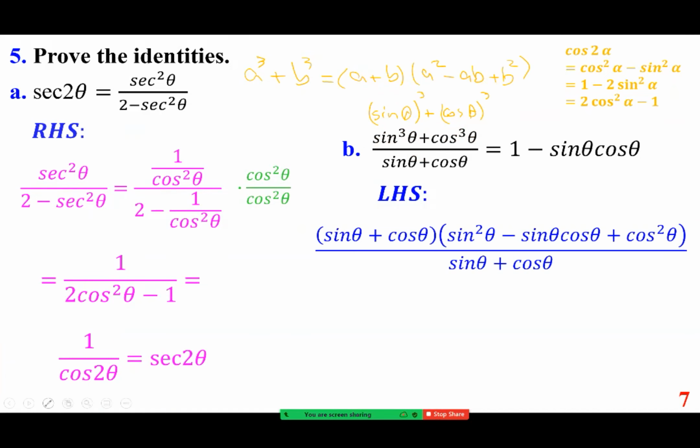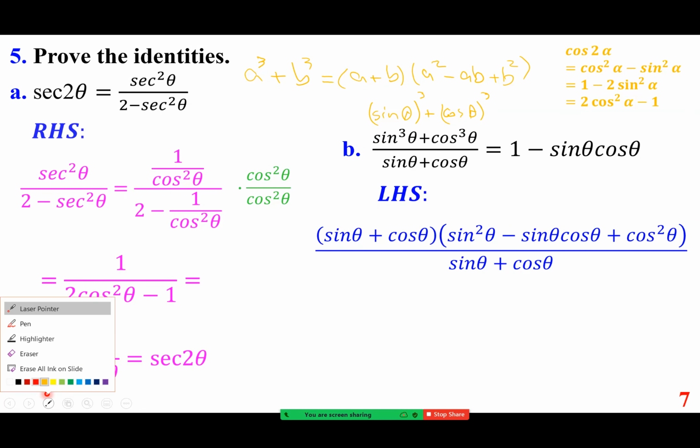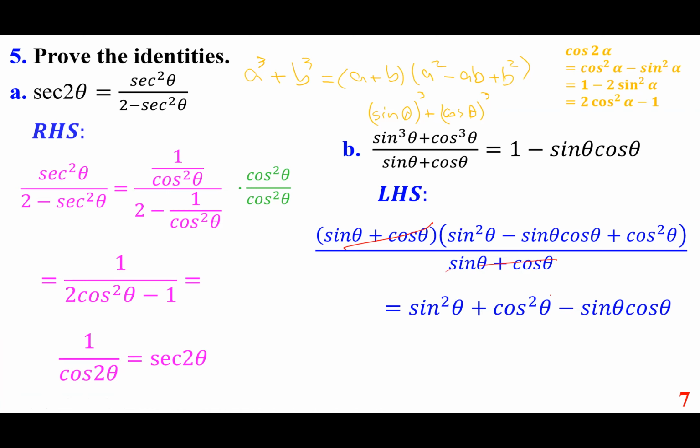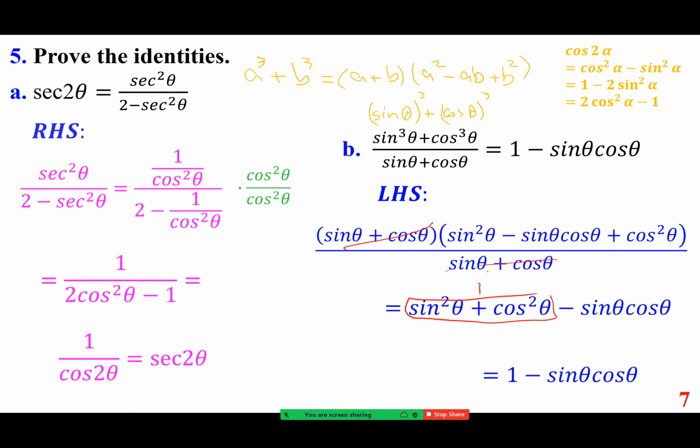Obviously, we can cross these two, and we get sine squared minus sine theta cosine theta plus cosine squared. Let's put sine squared and cosine squared next to each other. We know this is 1, and we have proved the identity.